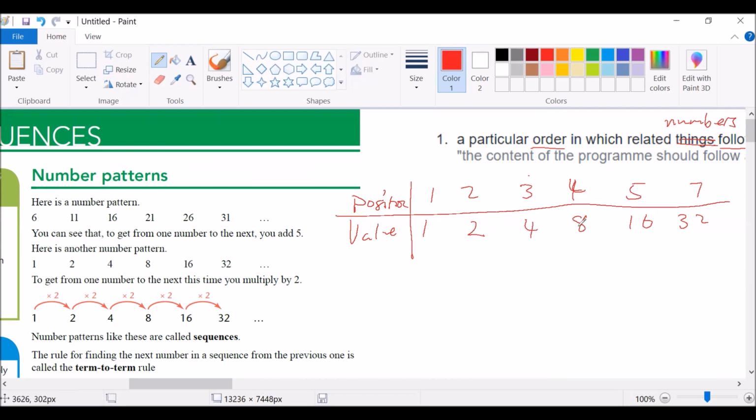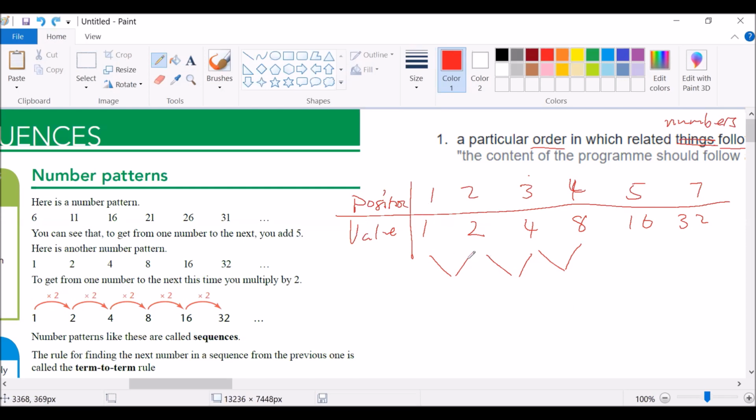We can see there is an increase. So we might be interested in finding the difference. If the difference is the same, then we can say we are adding a constant value. So 2 minus 1 is 1. 4 minus 2 is 2. 8 minus 4 is 4. So we can see we are not adding the same value every time we move from position to position.